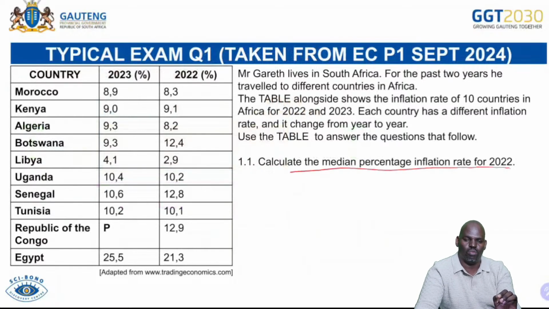Okay, I almost made a mistake of what some of you are doing, because we have to read the information that is given. In this case, Mr Gareth lives in South Africa. For the past 2 years, he traveled to different countries in Africa. The table alongside shows the inflation rate of 10 countries in Africa for 2022 and 2023. Each country has a different inflation rate and it changes from year to year. Use the table to answer the questions that follow. So we have to use the information that is given in it.